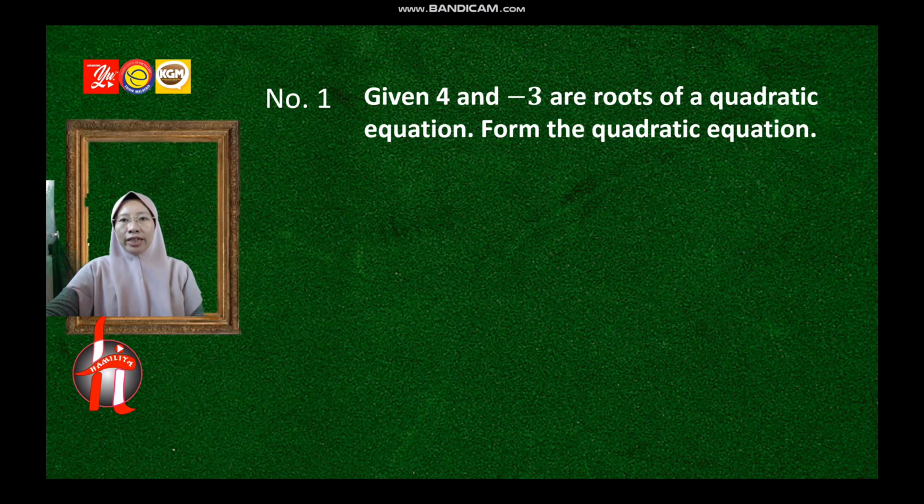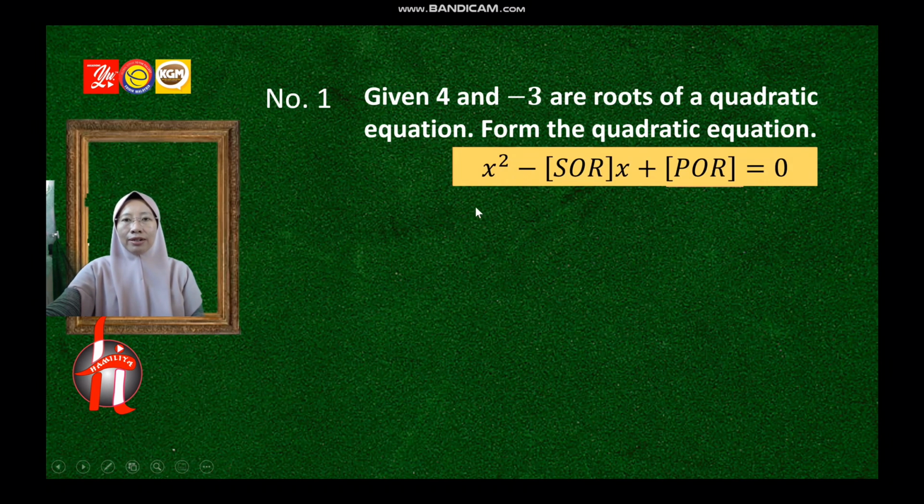Given 4 and negative 3 are roots of a quadratic equation, form the quadratic equation. Earlier on we know that the quadratic equation can be arranged as x squared minus the sum of root x plus the product of root equals to 0. So here, since we already know the sum of root and also the product of root, what are they?